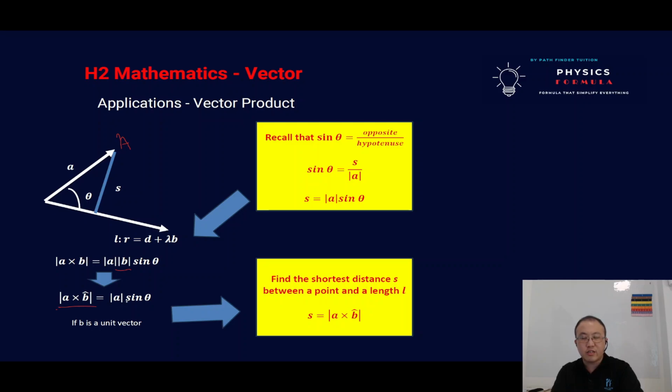Now if I turn our attention to the diagram, imagine this is a right angle triangle. Sine theta would be this length S divided by this length mod A, so S over mod A. If I move the mod A to the other side, I get S equals mod A sine theta. Now if you look at this expression and this expression, they are the same thing, which means this is equal to this. And this is how we arrive at the equation for the shortest distance S between a point and a line L. Okay, so this is how we arrive at the equation.